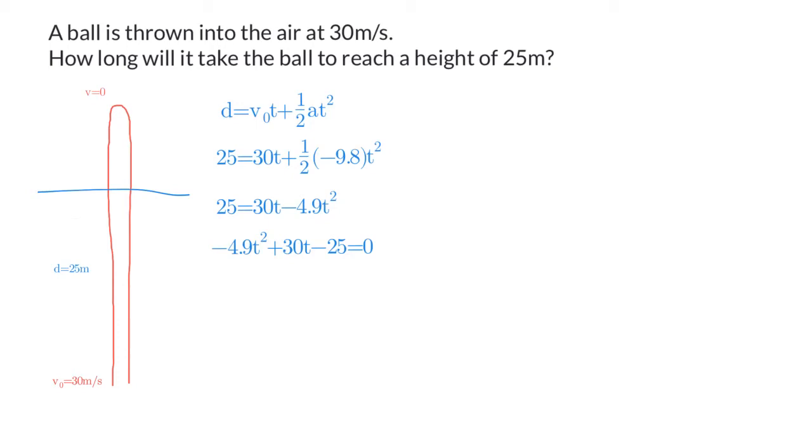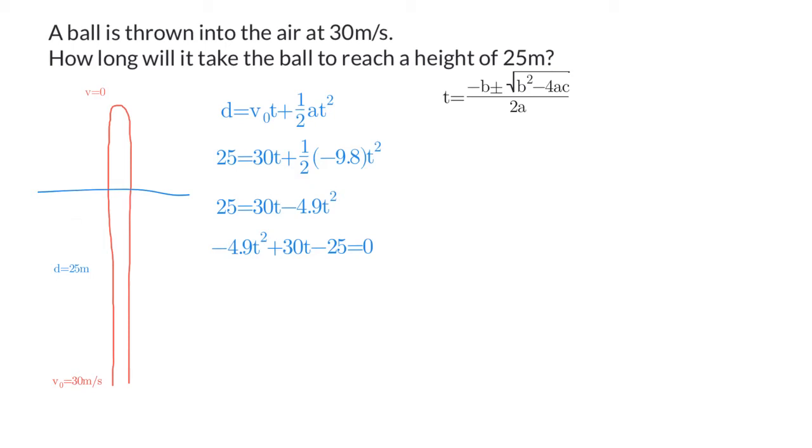So if you remember from last week, this is a quadratic, and you have two options. One is to try to complete the square, and the other is to use the quadratic formula. So we're going to try to use the quadratic formula. So if you remember, the quadratic formula is t, in this case t, normally x, but t equals minus b plus or minus the square root of b squared, subtract 4ac, all divided by 2a.